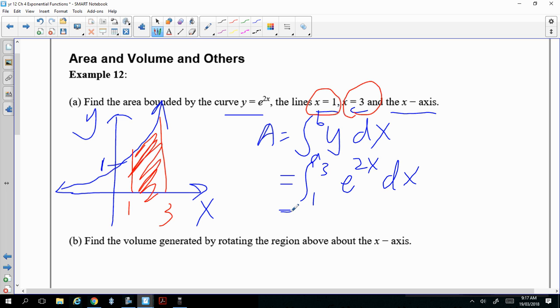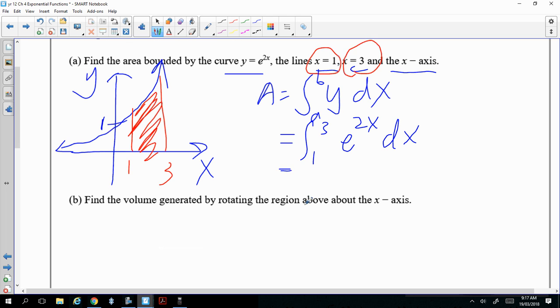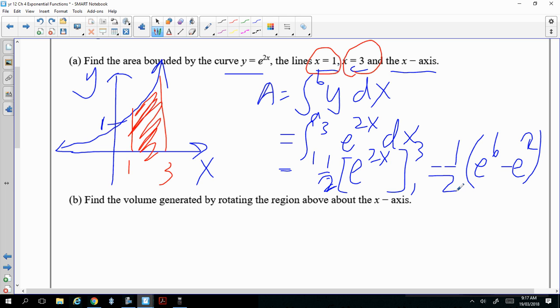Alright, so we get e to the power 2x integrates to e to the power of 2x over 2. Alright, and then you get 3 and 1, and then substitute 3, you get e to the power 6 over 2 minus e to the power 2 over 2. I think you just leave it like that, leaving in exact form. Square units. Yep. Done.